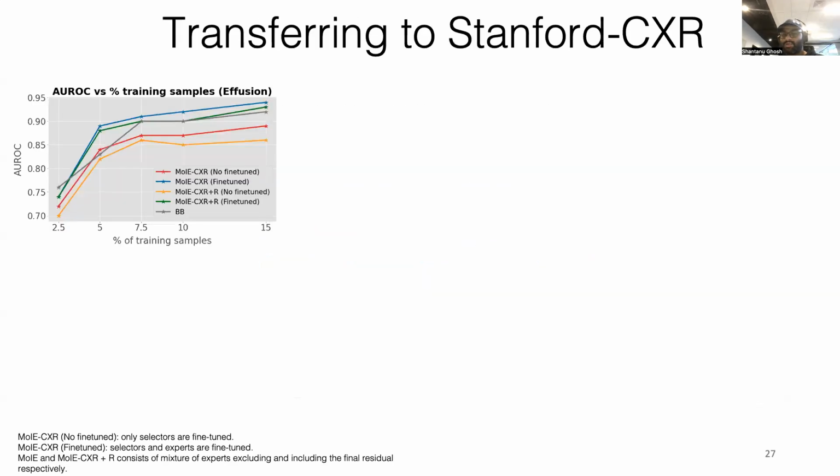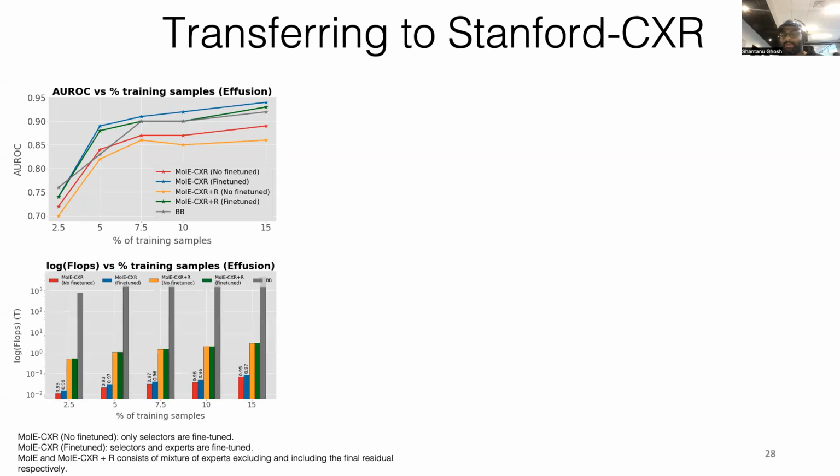Here are some of our results. The x-axis shows the proportion of labeled data on the target domain, varying from 2.5% all the way to 15%. Gray is the vanilla transfer learning with the black box, and blue is our method. All the other lines are different ablation studies. You can see that with a much smaller amount of data, we achieve superior performance.